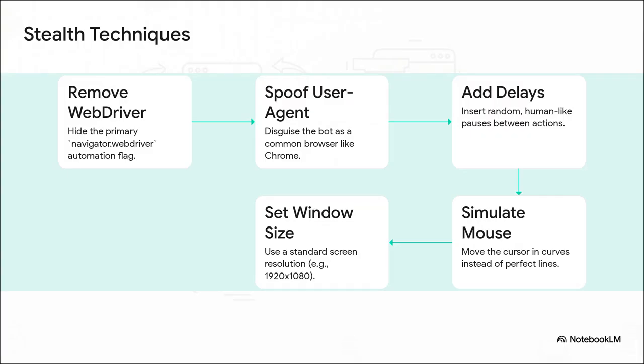The whole strategy here is to mimic a normal user as closely as you can. You start with the easy stuff, hiding that WebDriver flag and making sure your user agent looks like a normal Chrome browser. But the real art comes in faking the behavior, programming in random little pauses between clicks, simulating the way a real person moves a mouse, and even setting a super common screen size. It's all about disappearing into the crowd.